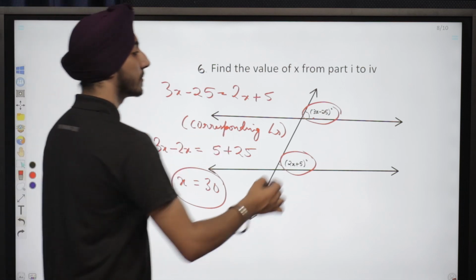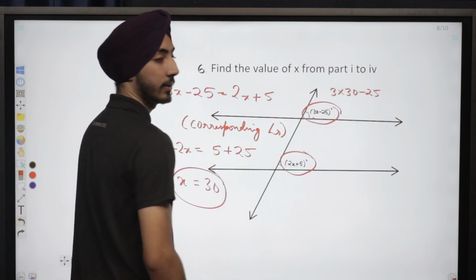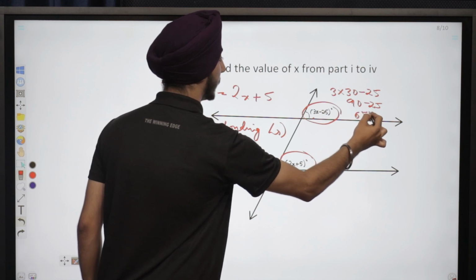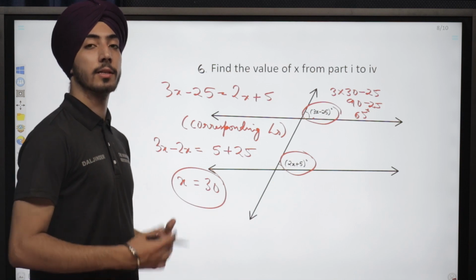Let's suppose he had asked us the question, we would have written 3 into 30 minus 25. 3 into 30 is 90. 90 minus 25 is 65. That would be our answer. If he had asked this angle, again we would have put the value of x. Now let's move on to the next part.